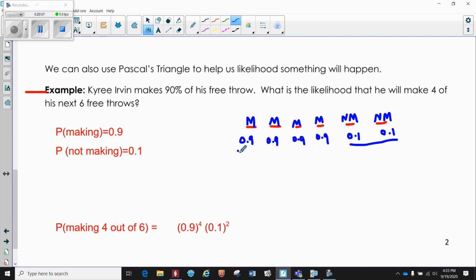Okay, so this is one possibility, but we know that this is not the only way. He can make and then not make and not make and then make, and there are many of them. So we need to find out, this is going to be happening every time, but how many times can this happen? Right, so this comes from the coefficient.